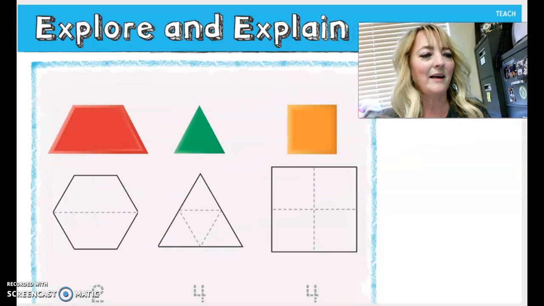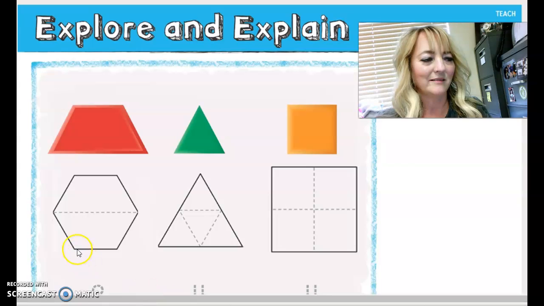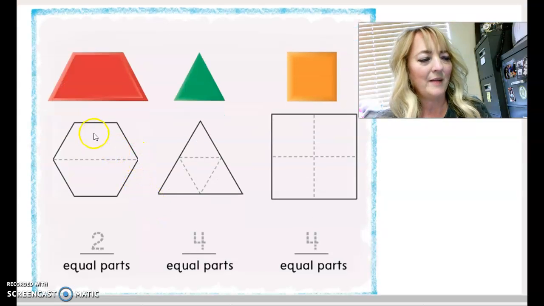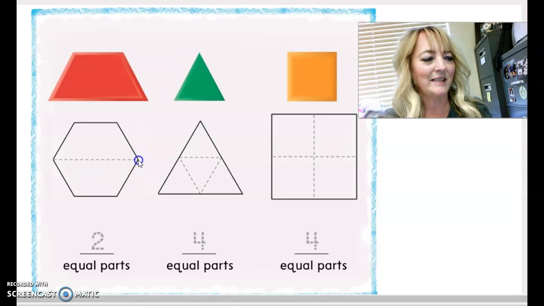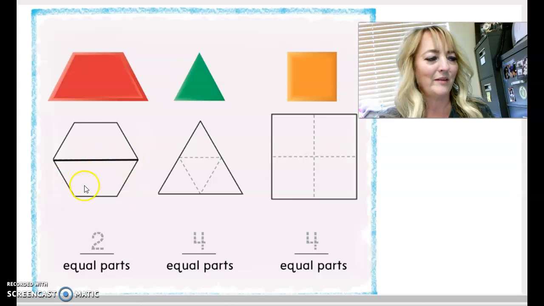So I didn't have enough pattern blocks to give everybody this number, the 4s and the 2s. So we're going to go ahead and you can just flip them over to make, so use your trapezoid twice, trace it. So obviously we use our trapezoid twice here, and then flip it over here, we would have 2 equal parts.